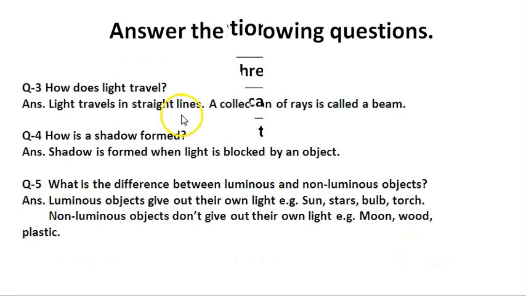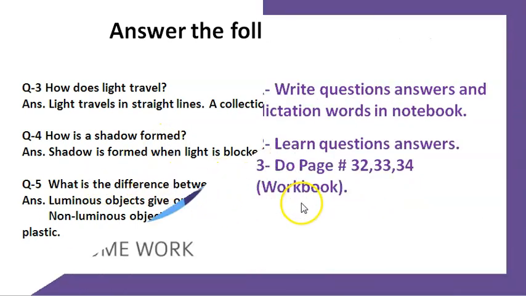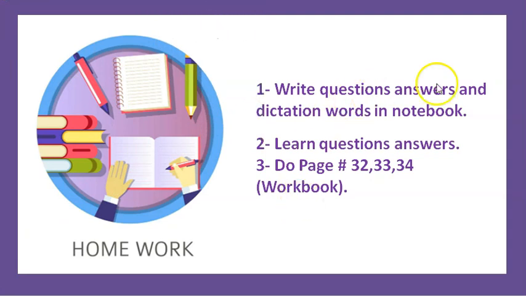And there are the rest of the question answers, 3 question answers more. How does light travel, how is a shadow formed, and what is the difference between luminous and non-luminous objects? Okay, this is the home task. Must do it. Write questions, answers, and dictation words in the notebook. Notebook means copy, and learn questions, answers, must do. Can do page number 32, 33, and 34 of the workbook.